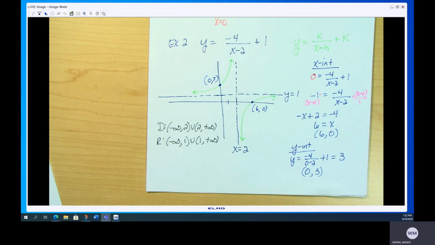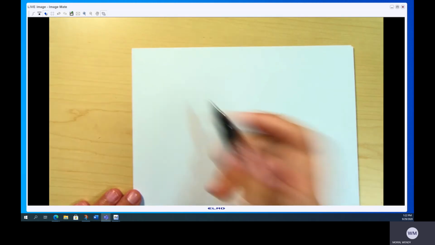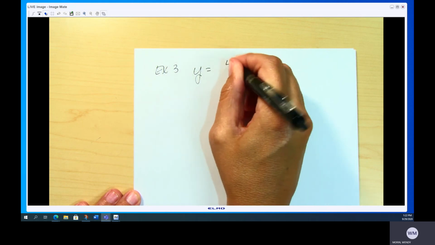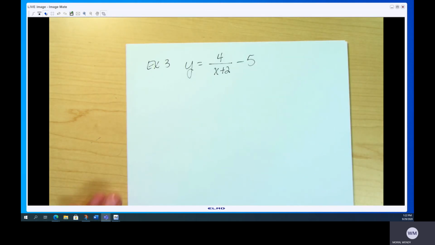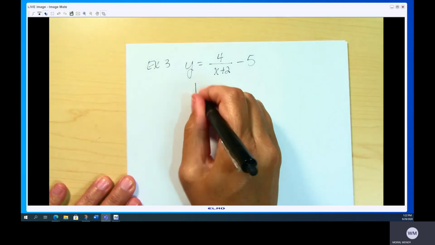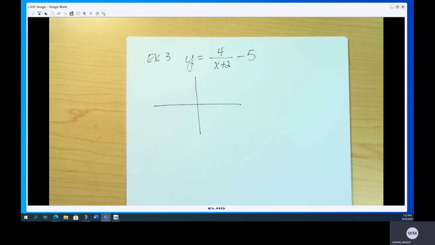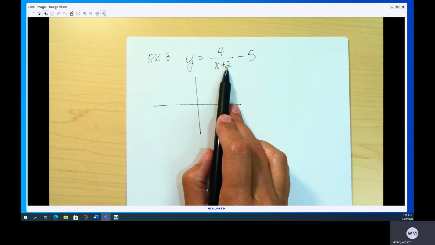Okay, I'm going to give you an example to try, and I want you to answer all of those questions. So y equals 4 over x plus 2, minus 5. Before you start, think about the translation. I don't want you to do the whole thing wrong if you get the translation wrong. Think about the translation. x minus h. x minus your new x value.